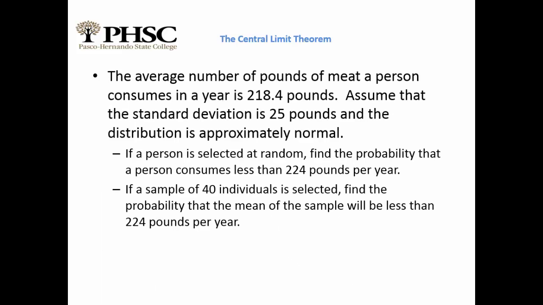Here's another example. The average number of pounds of meat a person consumes in a year is 218.4 pounds. Assume that the standard deviation is 25 pounds and the distribution is approximately normal. If a person is selected at random, find the probability that the person consumes less than 224 pounds per year. Then, if a sample of 40 individuals is selected, find the probability that the mean of the sample will be less than 224 pounds per year.